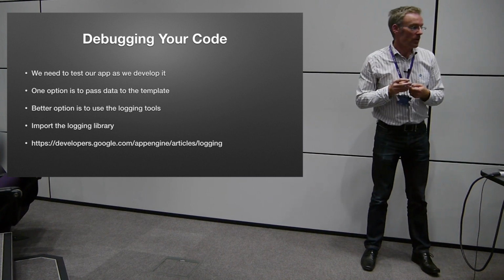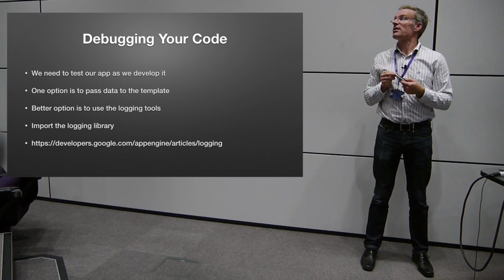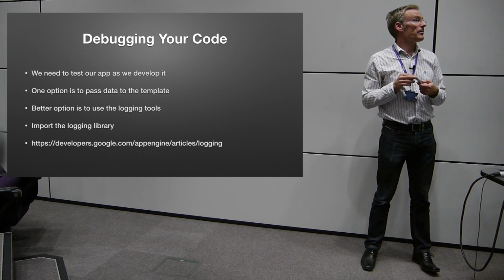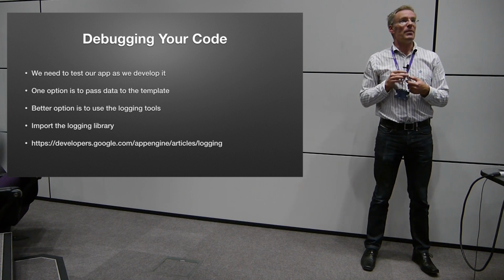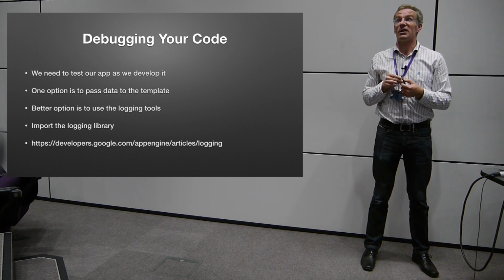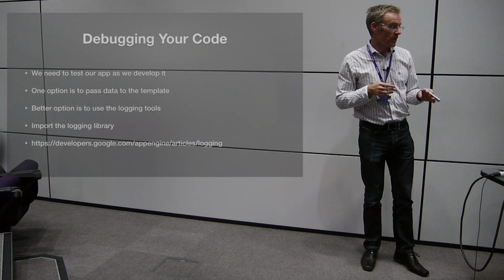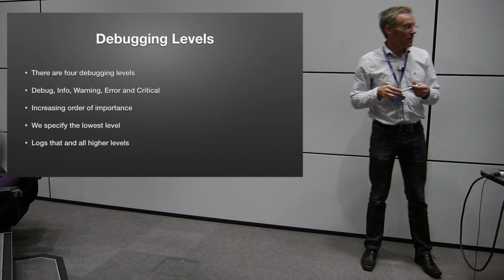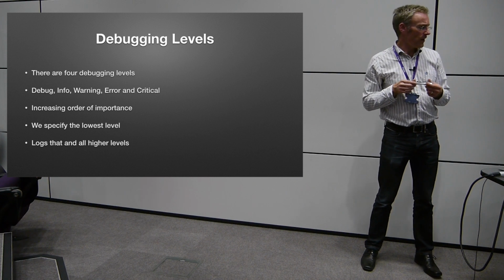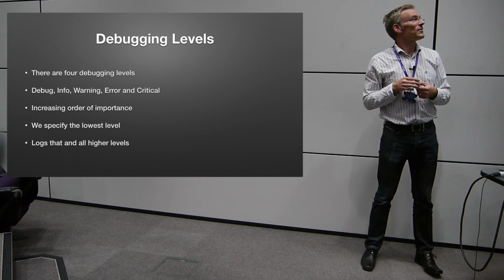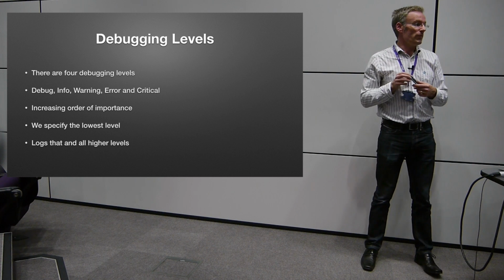Now, to do this, you have to use the login library. And I've put the link to it there, but bear in mind that there are bits of that documentation which are wrong, and I'll explain what those bits are in a moment. Basically, there's actually 5 levels there, aren't there? Even I can count now. There's five log levels, ranging from debug to critical.